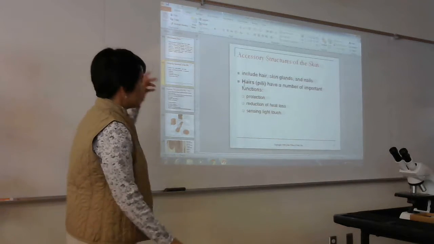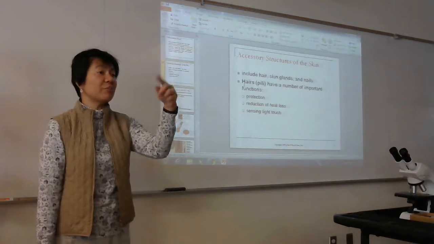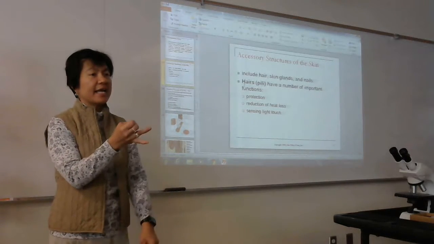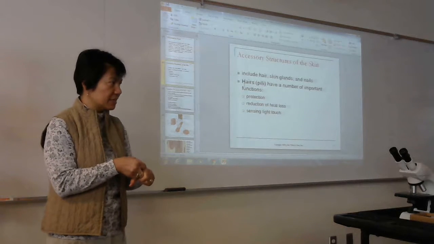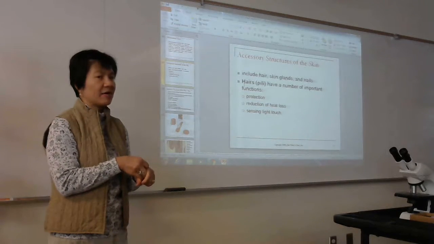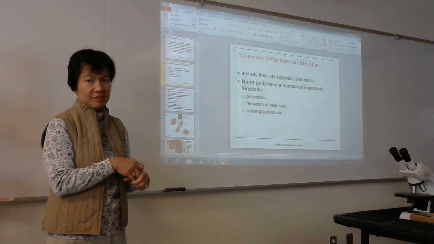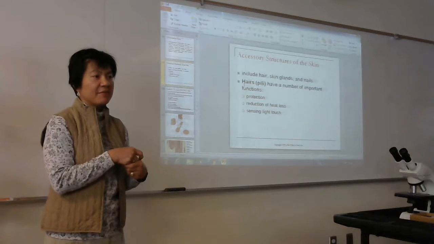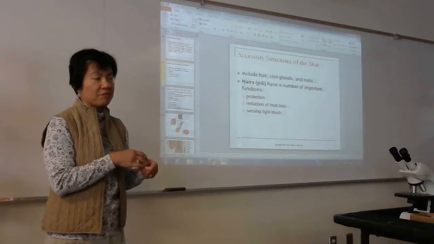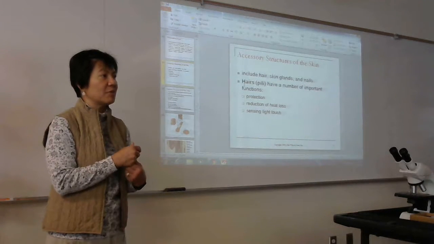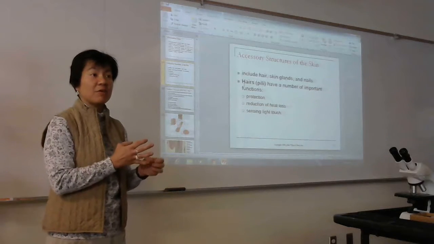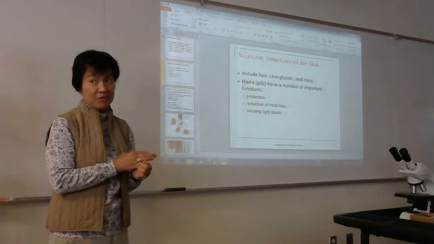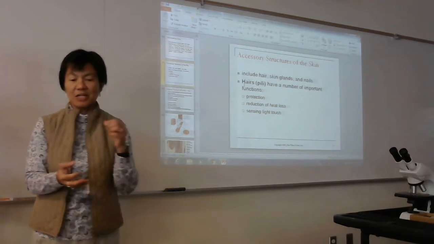Okay, so let's look at our hair. You're going to make a bracket: hair, nails, and glands. The three of them are derived from the epidermis. They are epidermal derivatives. So, if they are all derived from the epidermis, can you tell me what is the tissue type then? The tissue type? Epithelium, very good, right? If they're derived from the epidermis, they are all epithelium.